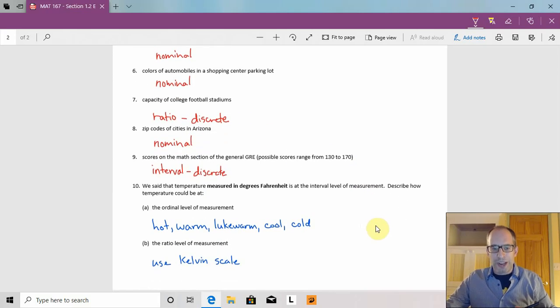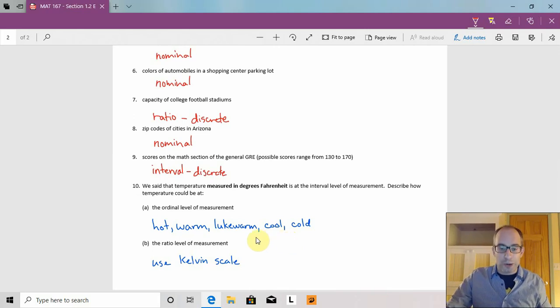Then number 10, I wrote in already, where we said temperature measured in Fahrenheit is interval, not ratio, because that's not a natural zero. And it's not a natural zero because you can have negative values. And you could make the exact same argument for Celsius, right? But you could also phrase temperature as an ordinal variable if you didn't use numbers. What if you just said the temperature is either hot or warm or lukewarm or cool or cold? Those aren't numbers, so you couldn't do any kind of mathematical operation. So can't be interval, can't be ratio.